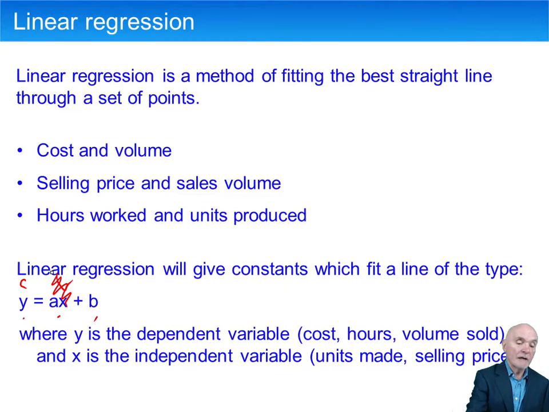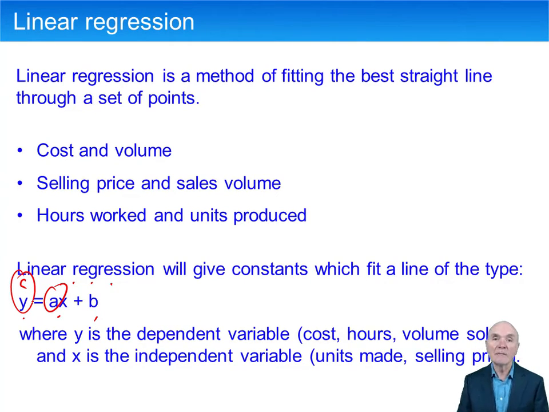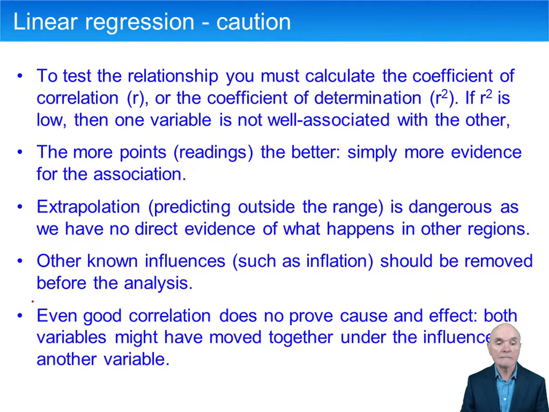Every item by which you increase the volume, as x goes up 1, 2, 3, 4, 5, you're increasing the cost by an amount A, and in cost volume, A would essentially be the variable cost per unit, or the marginal cost per unit. Every extra item made causes that extra cost.